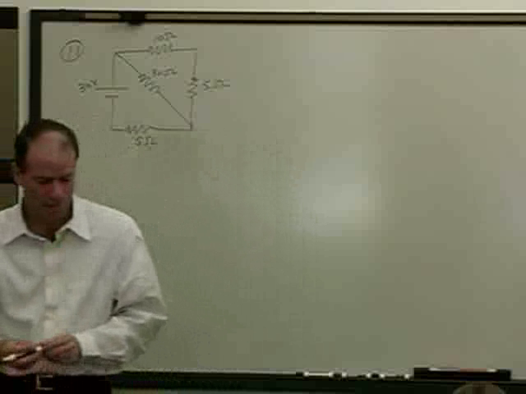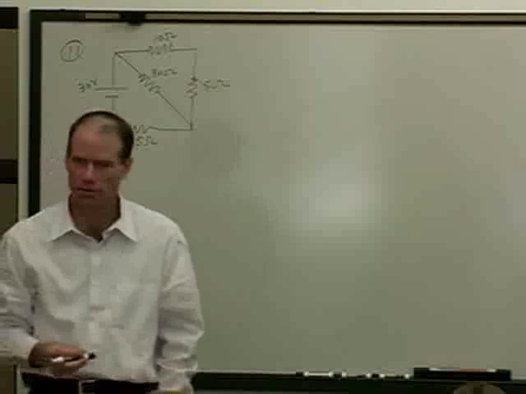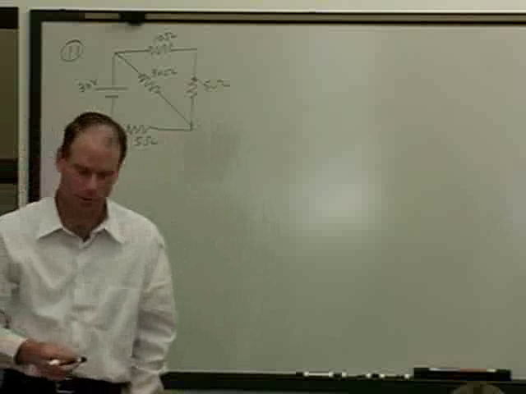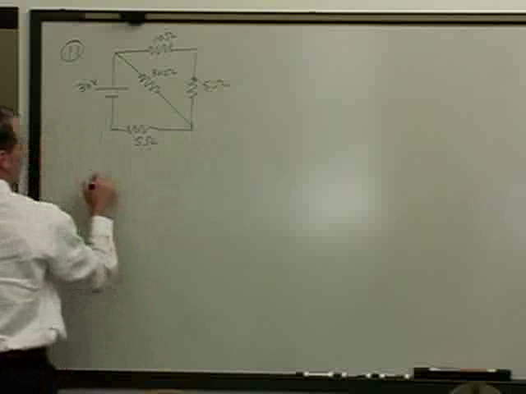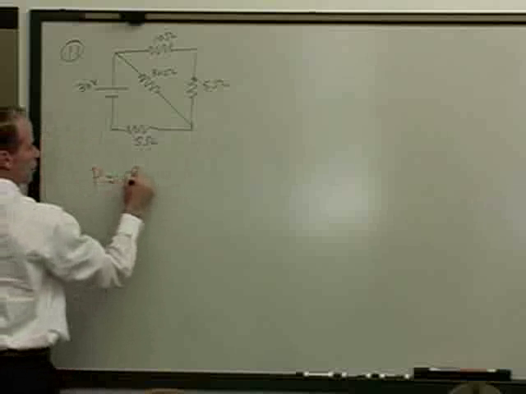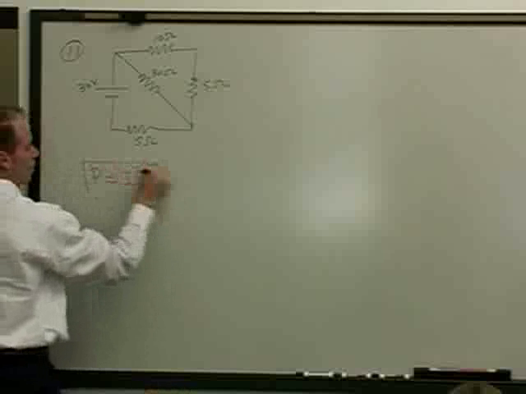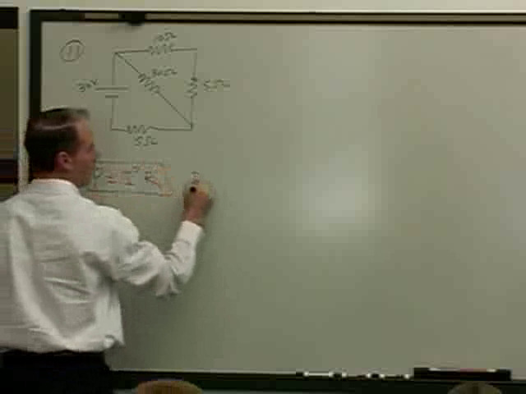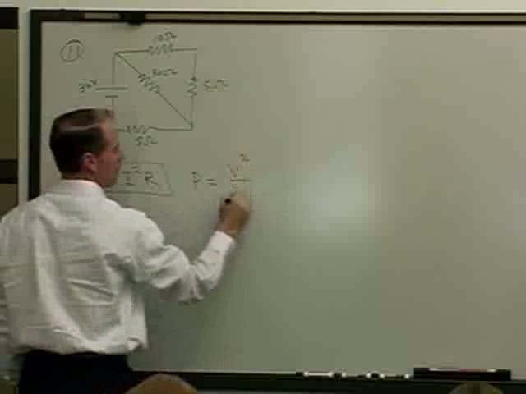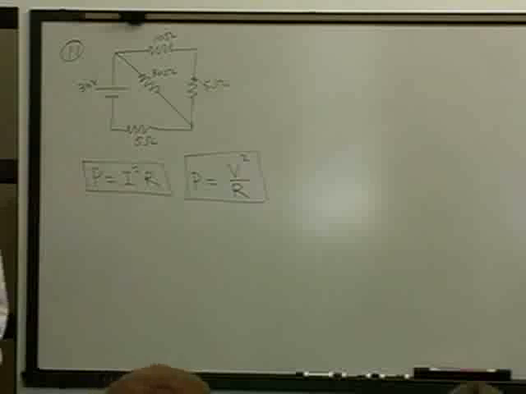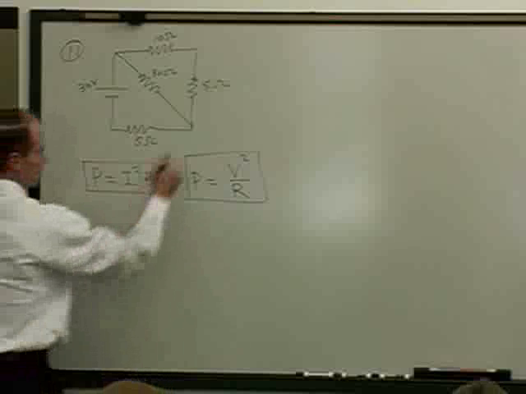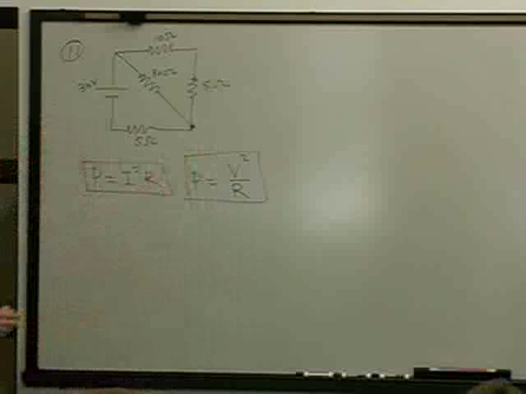We want to find the rate at which thermal energy is generated, so we're looking for power. So we want to find either power equals I squared R in that 30 ohm resistor, or power equals voltage squared over R, voltage across that 30 ohm resistor. So I want one of those two. So I need to find either the current through that resistor or the voltage across it. What should I do?